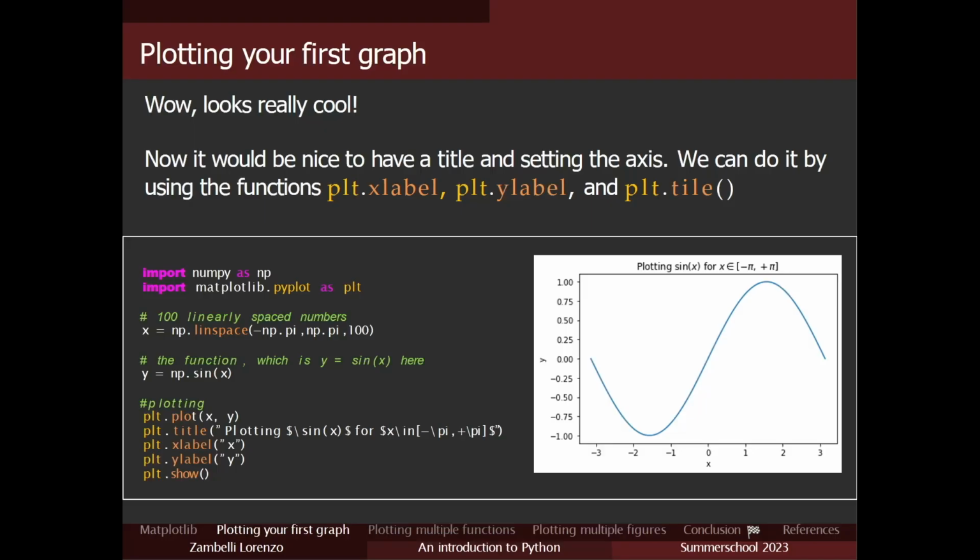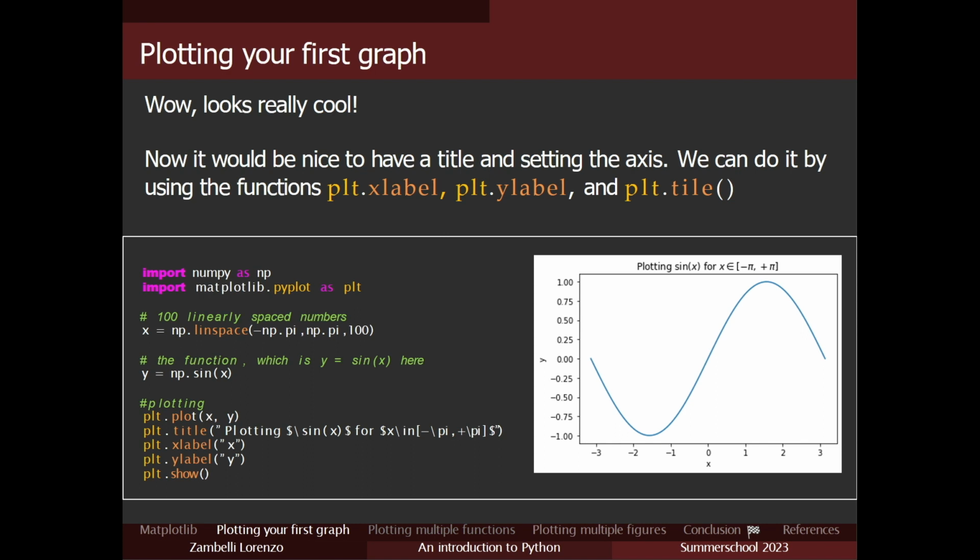So the code is the same as before. The main difference is that we add the titles. Note that in the text you can also use LaTeX commands, really cool. And say, okay, plot sin of x inside the interval -pi to pi. And then let's call our y-axis and x-axis, y and x. Looks amazing.